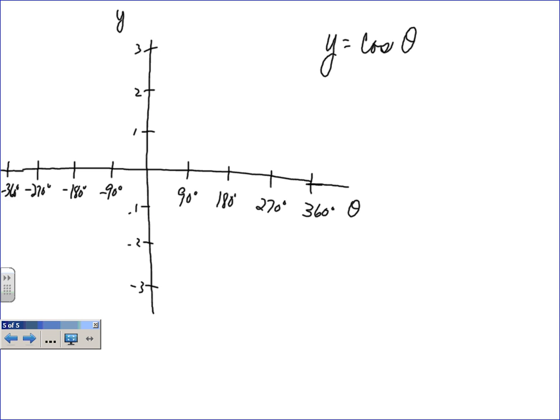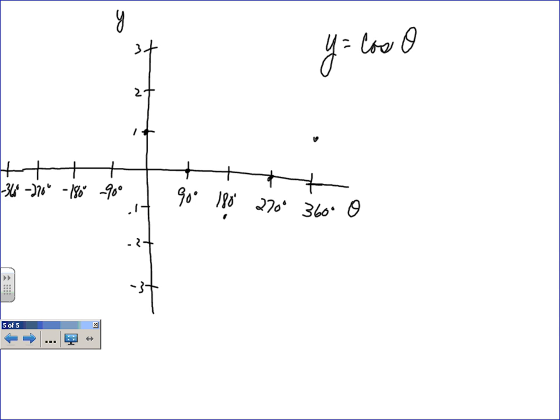What is the cosine of 0? Cosine of 0 is 1. So we've got that point. What is the cosine of 90? 0. Cosine of 90 is 0. Cosine of 180? Negative 1. Now, I expect you guys to have these memorized by now. Cosine of 270 is 0. And cosine of 360 is 1. So we've got these points there.